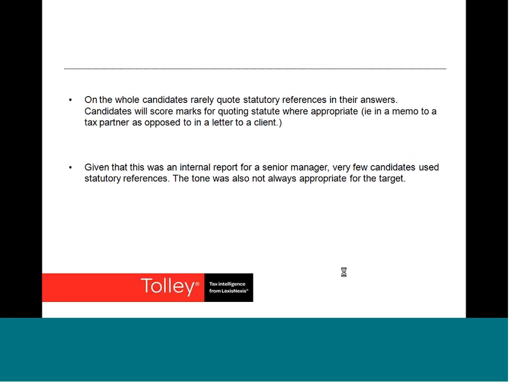"On the whole, candidates rarely quote statutory references. Candidates will score marks for quoting statutory references where appropriate, so in a memo to a tax partner rather than to a client. Given that this was an internal report for a senior manager, very few candidates use statutory references. The tone was also not always appropriate for the target." Our examiner really likes you to address your answer to the person you are speaking to. So if it's to a lay client, your answer should be written in a way that the lay client, the man in the street, can understand. So be careful with jargon and definitely do not quote statutory references or even case names.